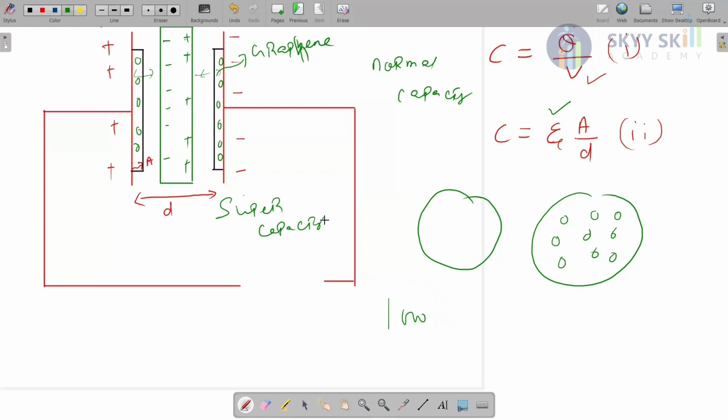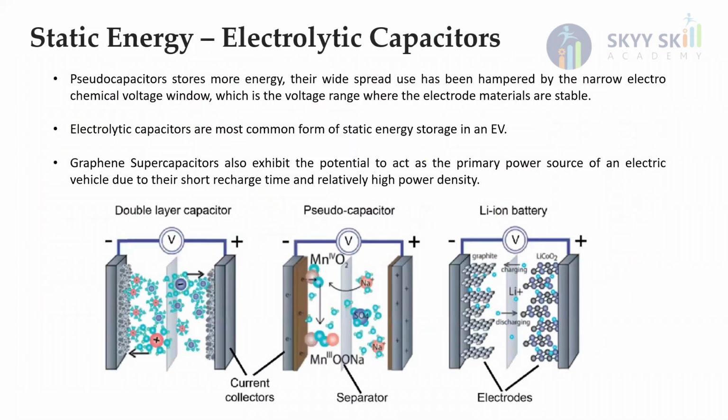In a normal capacitor, there is no graphene coating on the plates, but in a supercapacitor, there is graphene coating on the plates. Because of that graphene coating, the capacitance of the capacitor has increased by 1,000 folds. Okay, clear? So this is the working of your capacitors and battery.